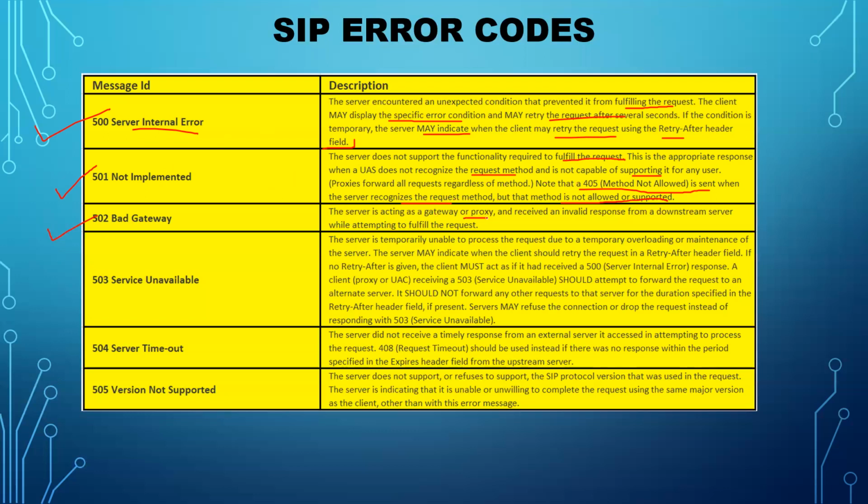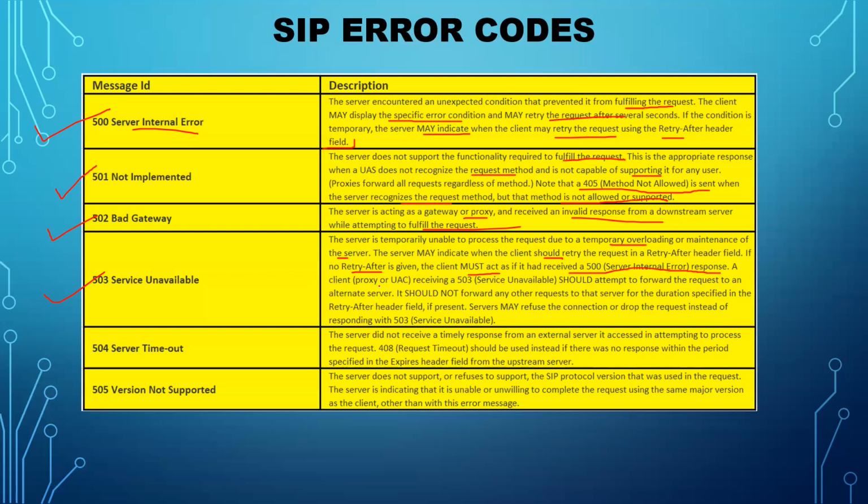The server is acting as a gateway or proxy and receives an invalid response from a downstream server while attempting to fulfill the request. That means that is bad gateway. 503 Service Unavailable. That means the server is temporarily unable to process the request due to temporary overloading or maintenance. If any maintenance is going on or any overloading as well, then you will be getting 503 Service Unavailable. And the server may indicate when the client should retry the request. That would be in the Retry-After header field. If no Retry-After is given, that means the client must act as if it had received a 500 Server Internal Error response, right?